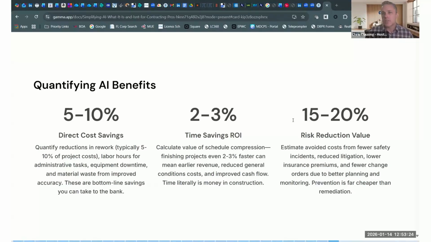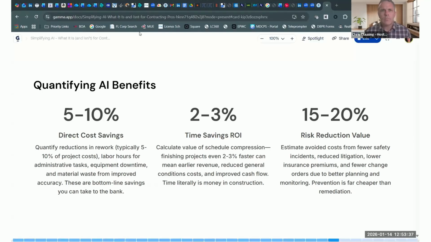So those are some of the metrics to kind of think through, and risk reduction as well, right? So are we entering into better contracts for us? Are we avoiding some of the same pitfalls we did in the past? All of those things are important as well.